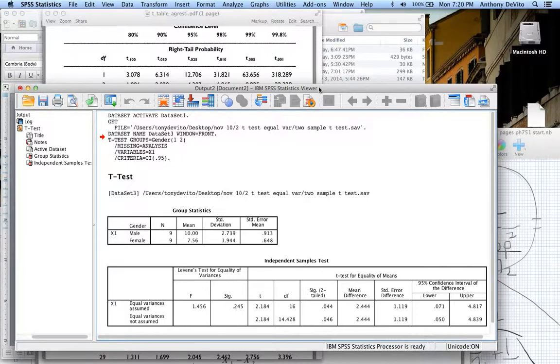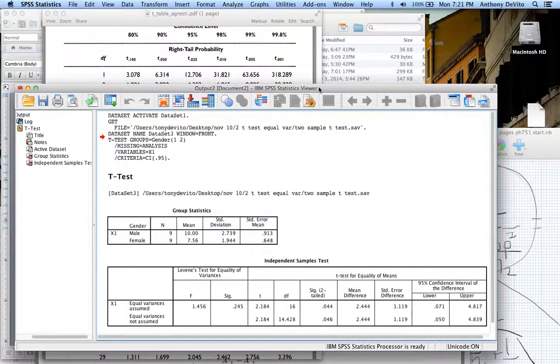Do I have a single sample test, or do I have an independent samples test, two sample tests? If I have a single sample test, I know what I have to do. I have to decide whether or not I know the population standard deviation, z-test or t-test. If I have two samples, what do I have to know? Are the variances equal or different?